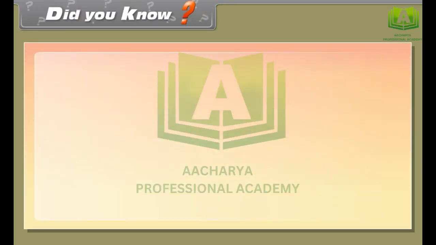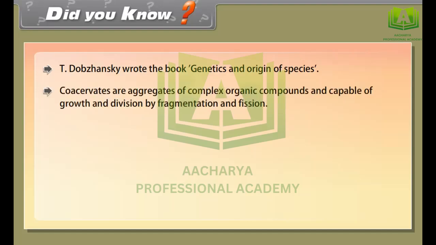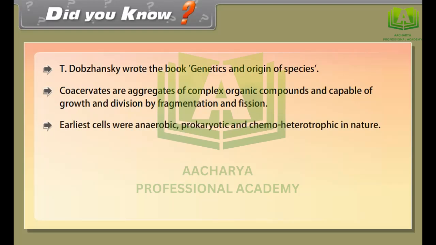Did you know T. Dobzhansky wrote the book Genetics and Origin of Species? Coacervates are aggregates of complex organic compounds and capable of growth and division by fragmentation and fission. The earliest cells were anaerobic, prokaryotic, and chemoheterotrophic in nature. A.I. Oparin wrote the book Origin of Life in 1936.